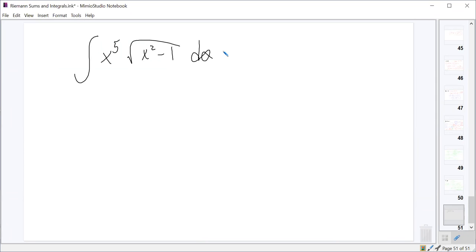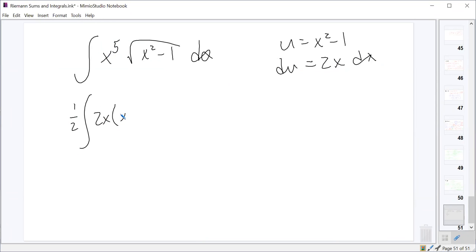Make x squared minus 1 u, and then divide x to the 5th into a couple parts. All right, maybe so, first off, let's get our du, which is 2x dx. And then you're saying, since we've got an x in here, but we also have another x to the 4th, rewrite it as a 1/2 and a 2x with an x to the 4th in there. Is that what you're saying? I think so. Yes, that's definitely what I was thinking.